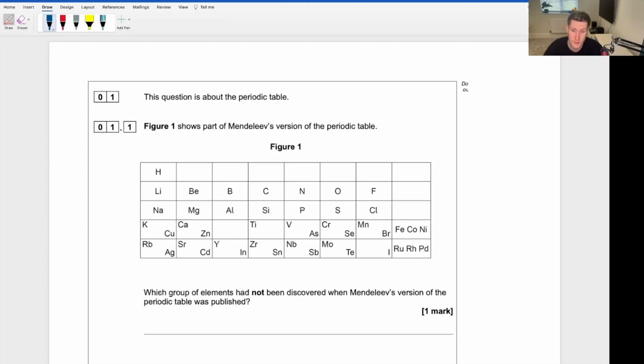Now the best thing to do is look at the periodic table you've got in front of you, look at the one that you'll have in the exam, which will be on a data sheet, and then quickly scan it to see which elements are not present. So if you look at that one, you'll see that no group 0 elements are present, no noble gases. So it would be group 0 that are not present.